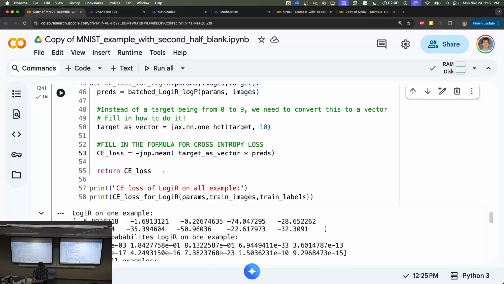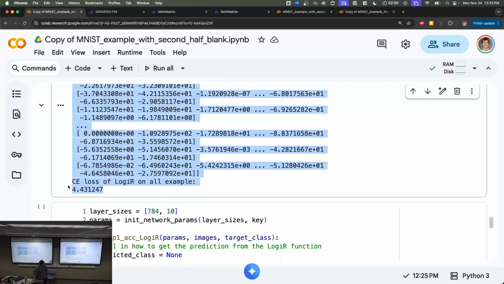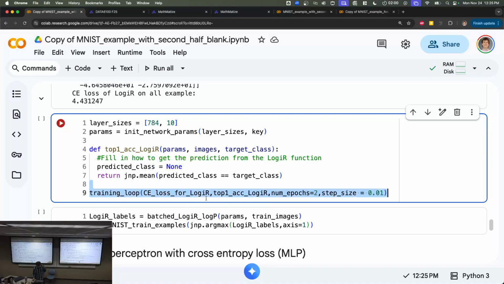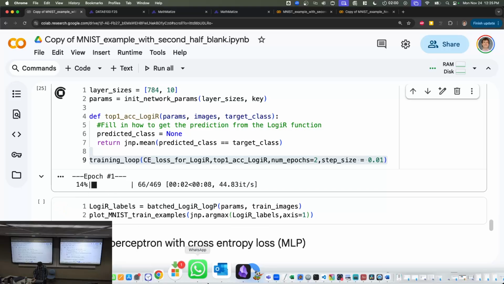Now I run it, and here I have my predictions, and now it's actually calculating the cross-entropy loss, and says the cross-entropy loss is 4.43. Now we run our thing, and we say, please do the training loop. Remember, the training loop inputs the function, and it inputs the cross-entropy loss. And it says, try to make the cross-entropy loss smaller by gradient descent. So I'm going to start running this, and then I'll write what it is again, so it's running.